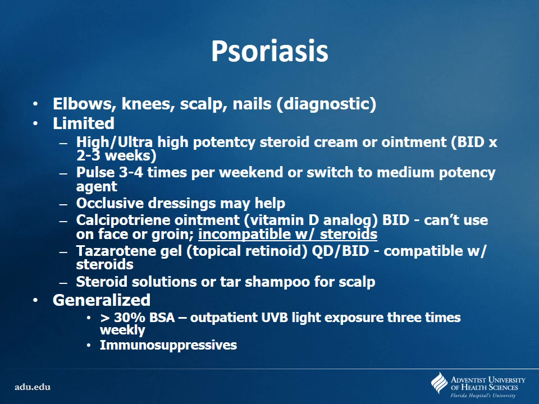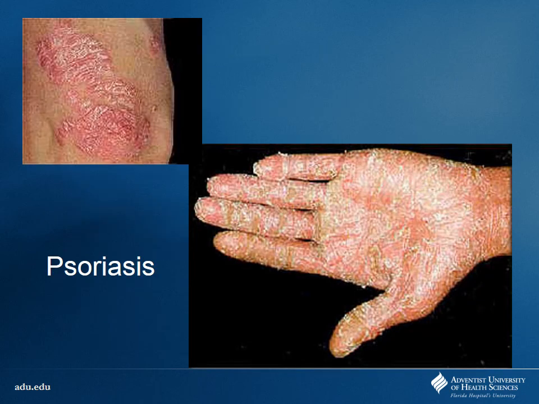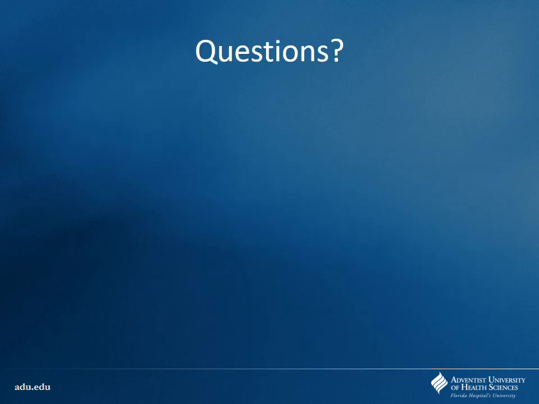For more generalized psoriasis, say greater than 30% BSA, this is where sometimes we use things like outpatient UVB light exposure 3 times weekly, or other immunosuppressives can be used for those patients. Just a picture of what psoriasis looks like, pretty severe cases.